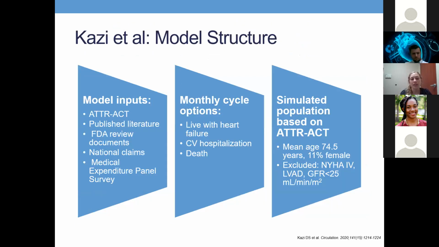Looking at the model, we can see for the model inputs, most of this was based off the ATTRACT trial, but they additionally looked at things like published literature, FDA review documents, and national claims information to construct it as well. On a monthly cycle, patients had three options. They either lived with heart failure with a declining quality of life depending on what stage of disease they had, or they experienced a cardiovascular hospitalization or death.